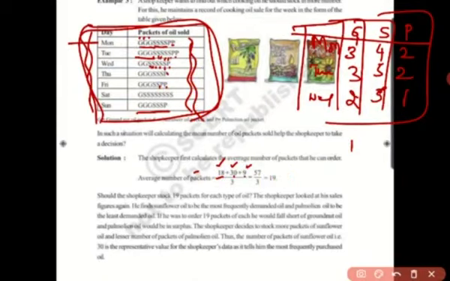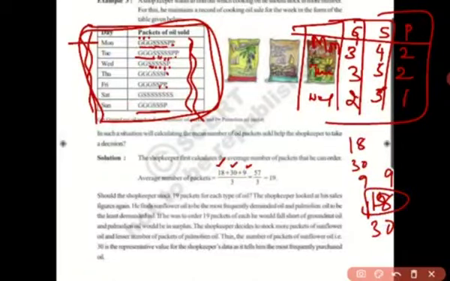If you go for the median, I have 18, 30 and 9. You can place them in order: 9, 18, and then 30. So the middle value is 18. What is 18 representing? Is it saying anything, like that for 18 packets he should get more stock of this?